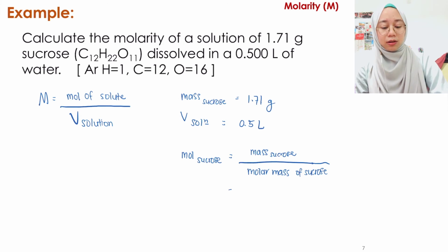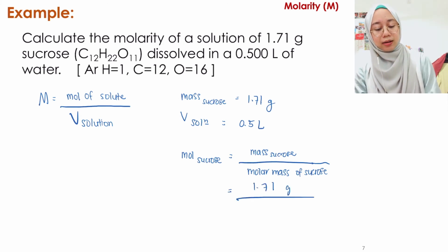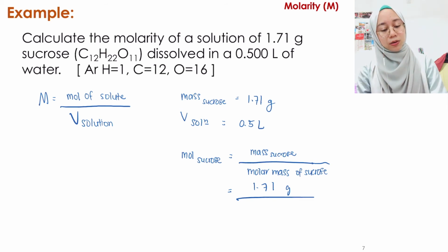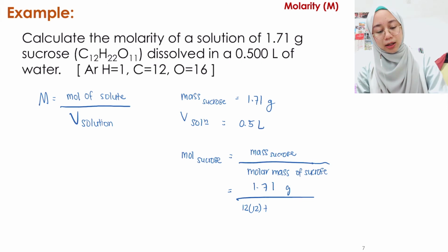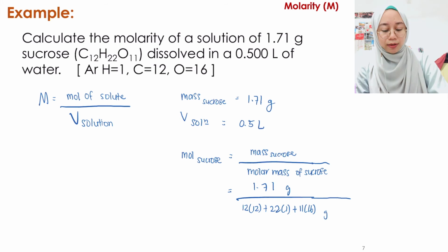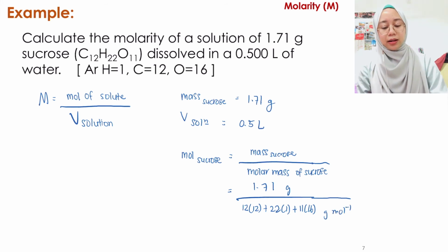Okay, therefore 1.71 gram divided by the molar mass, so carbon ada 12, darab dengan 12, tambah dengan 22 hydrogen, tambah dengan 11 times 16 of oxygen. Okay, so kita punya molar mass ni unit dia gram per mole kan. Okay, therefore gram-gram ni kita boleh cancel out.